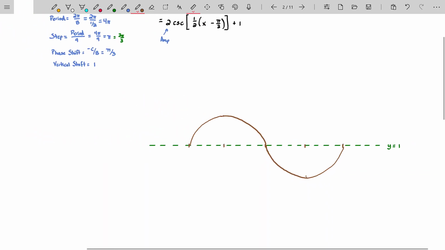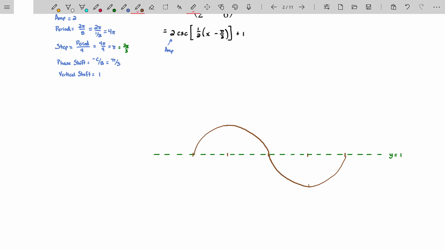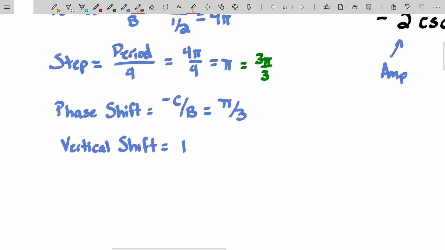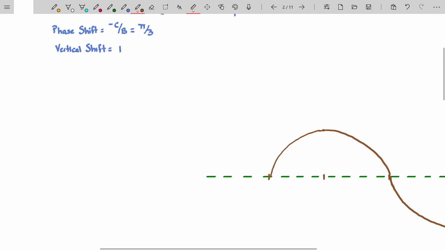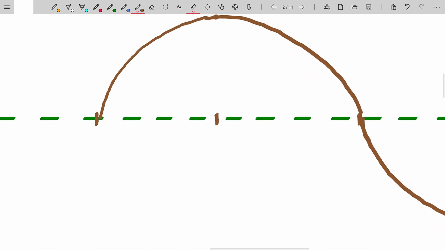Now let's go ahead and see where that sine function should have started to be graphed. Well, the phase shift tells us where our first key point occurs. It's at x equals pi over 3. So I'm going to go ahead and label that here.